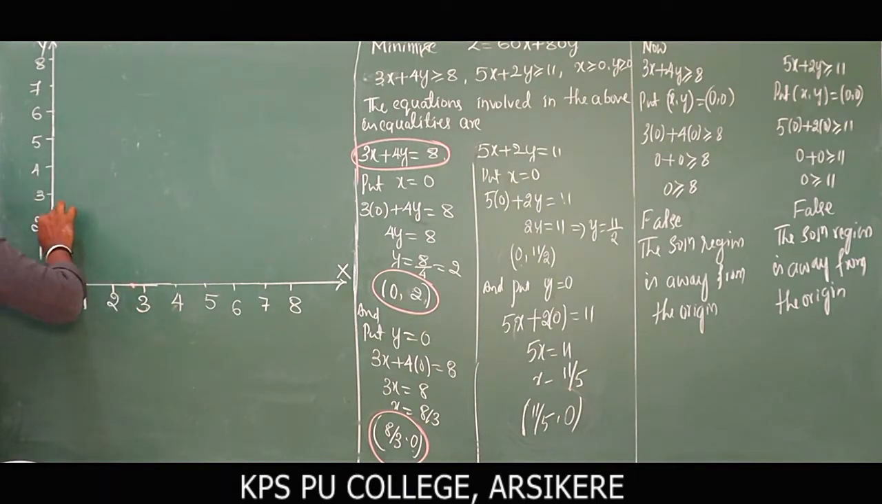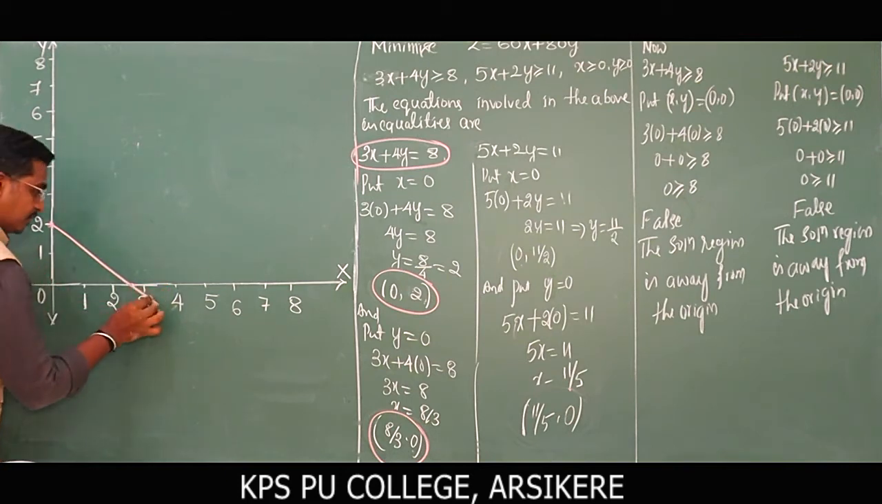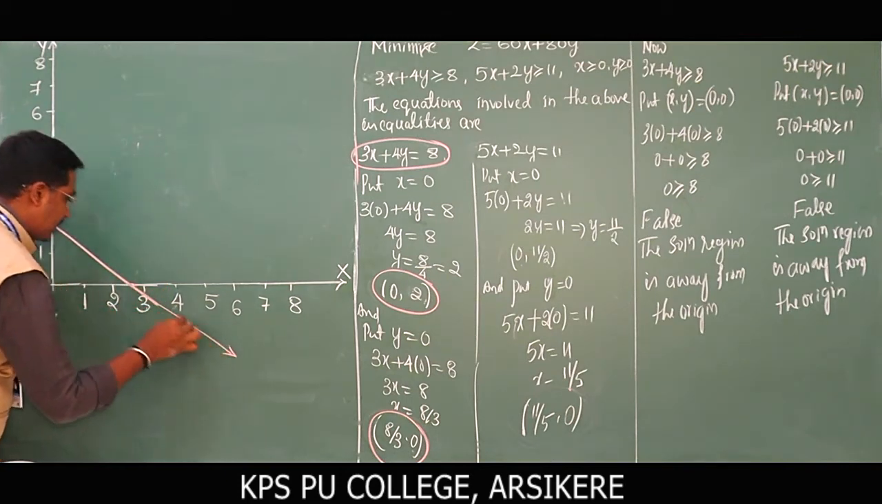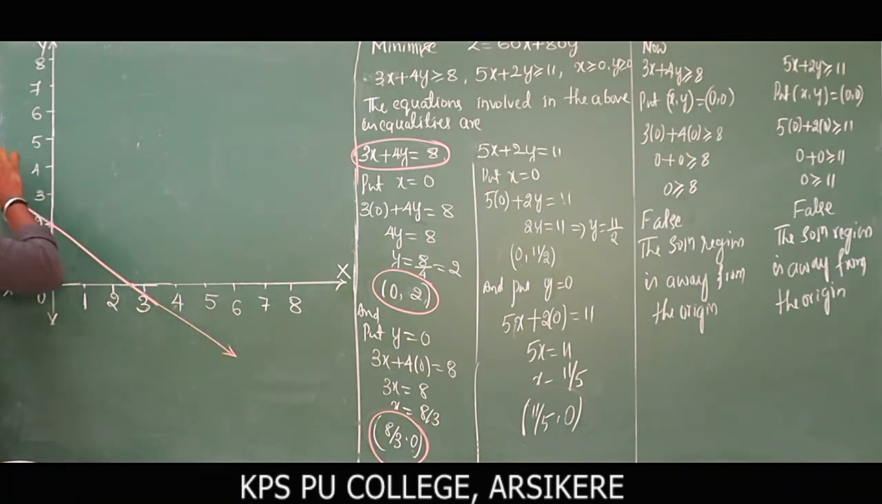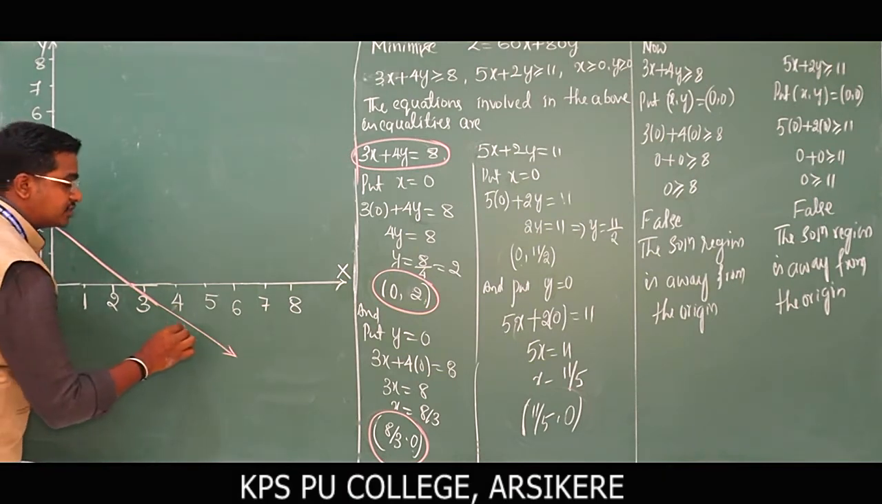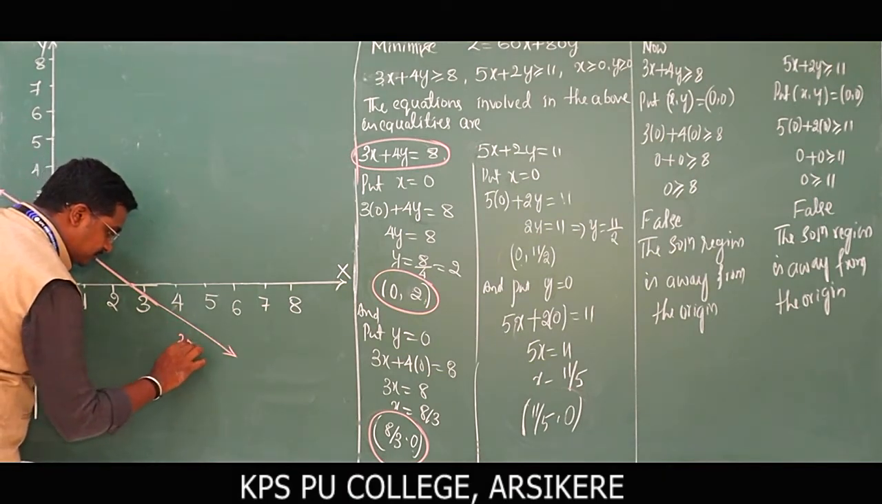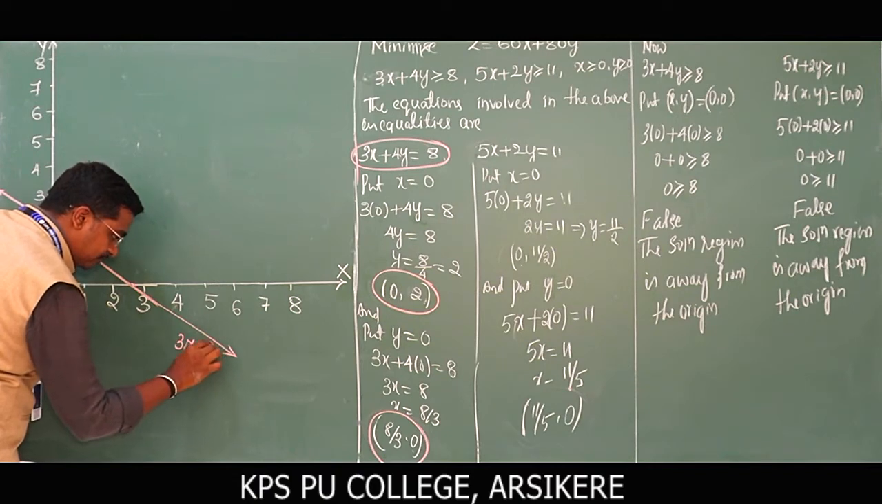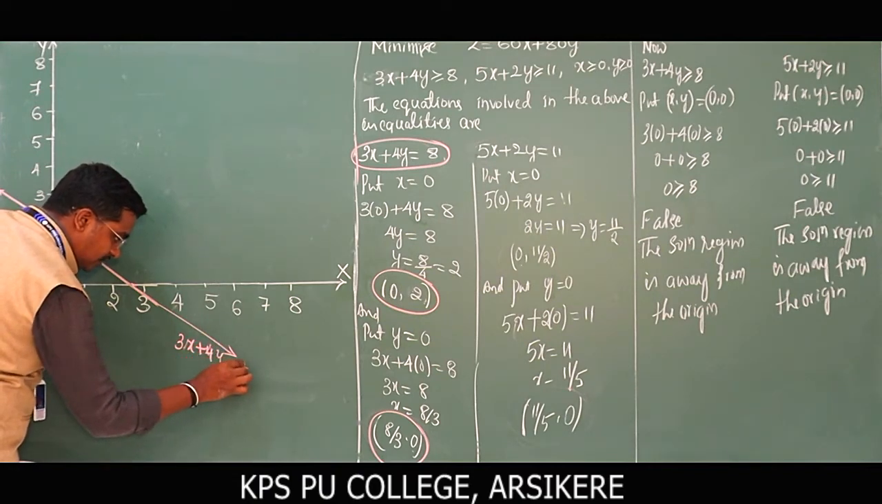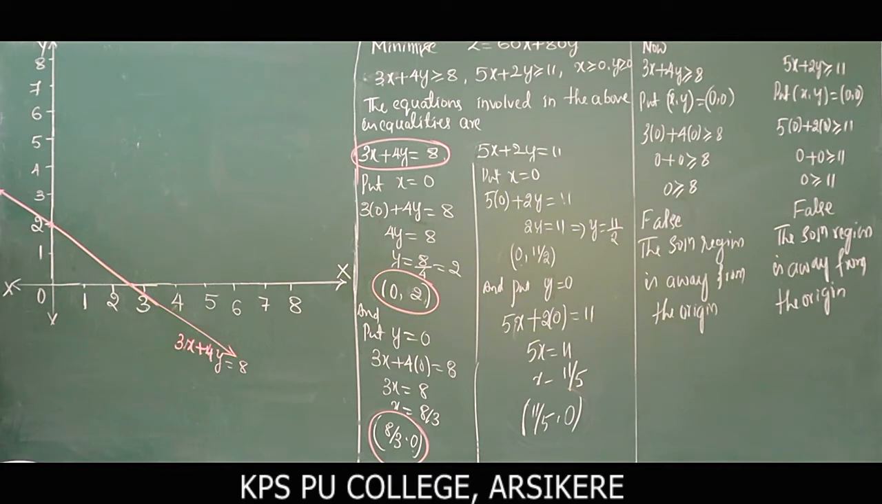So join these 2 points. It is better to use a scale here. When you join these 2 points, we get this straight line. And write down the equation of the line: 3x + 4y = 8.